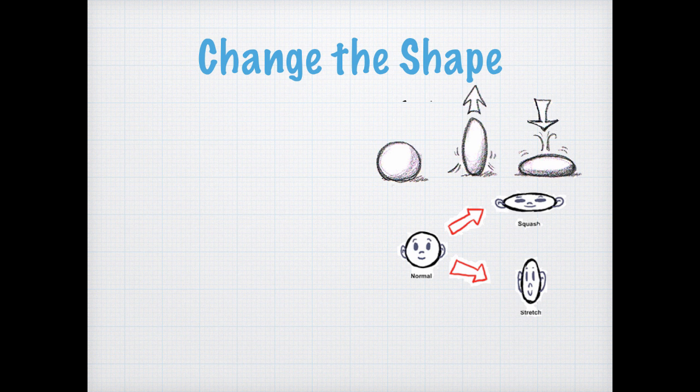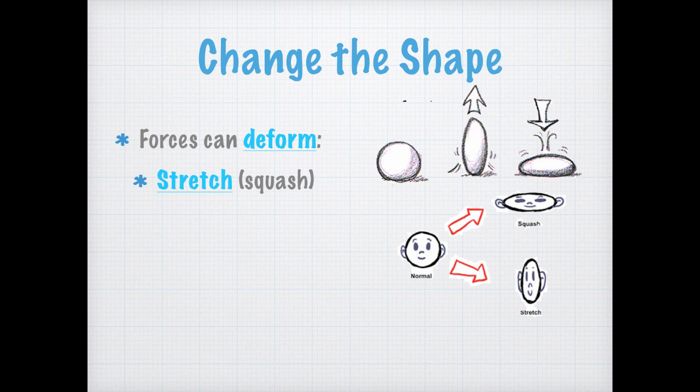All right, first we're going to talk about changing shape. You see, forces actually do things called deforming. When a force deforms, it can do two things. Number one, it can stretch something. So we can see the ball being stretched, or we can see this person's face being stretched on the opposite side. It can also compress something.